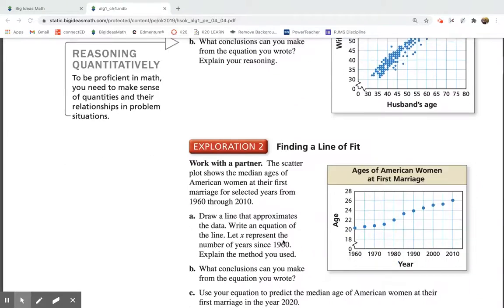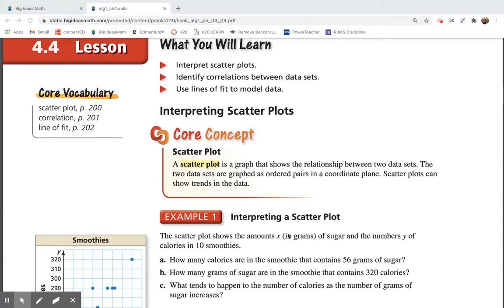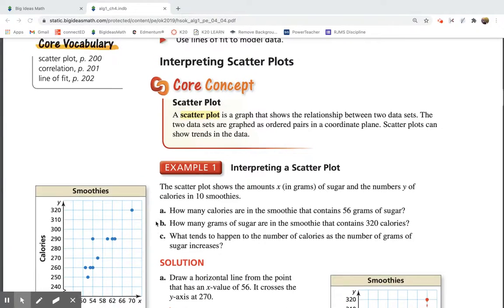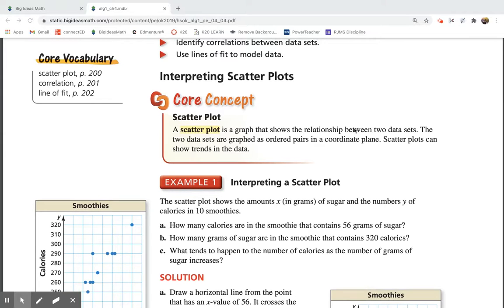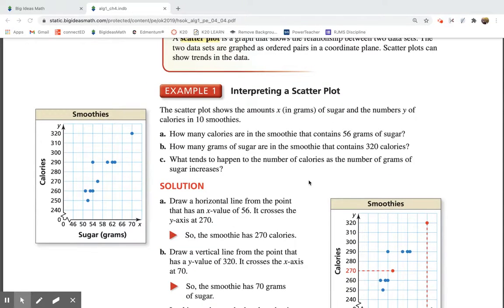Okay, so first thing we're going to look at, if you want to write that down, you can. I'm not going to make you, but I just think of a scatter plot as a plot of a whole bunch of scattered points. But if you want to write that down, it's the relationship between two data sets, just a whole bunch of graphed points. Okay, the first example, interpreting it.